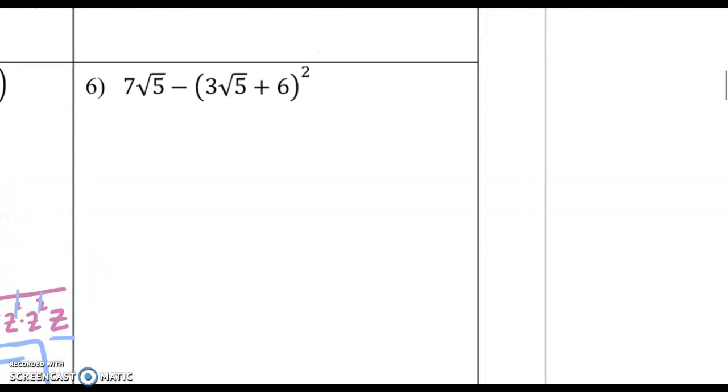All right, next problem. So this one we have to square first. We cannot share the exponent, okay, because we have addition inside the parentheses. So I have to cross out my square and rewrite it and use FOIL or double distributing. So this problem does take a little bit more time.